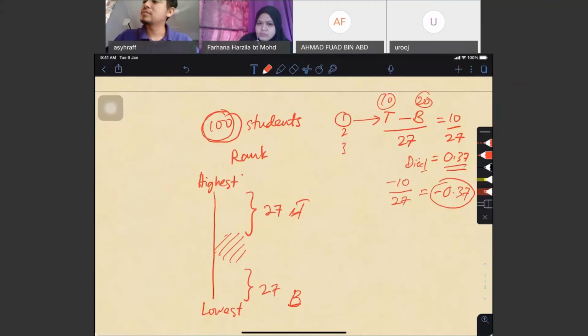So what's the range? What's the maximum discrimination which we can get?